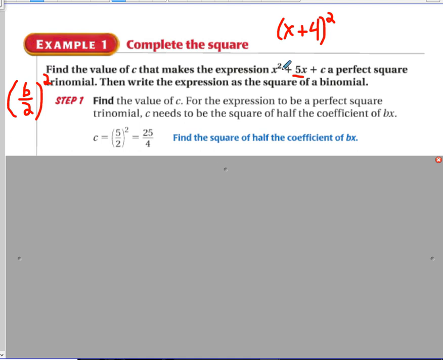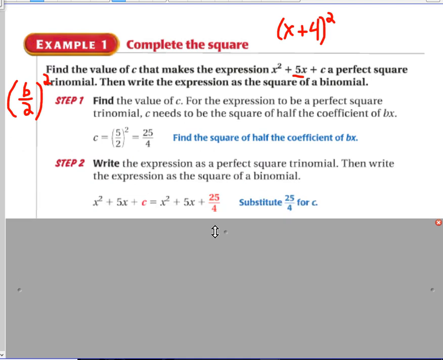If I were to substitute c into my original equation, it's going to look like x squared plus 5x plus 25 over 4. So that is the first part of my question, where it says find the value of c to make a perfect square trinomial. I just made a perfect square trinomial. The next step is to write it in this factored form.